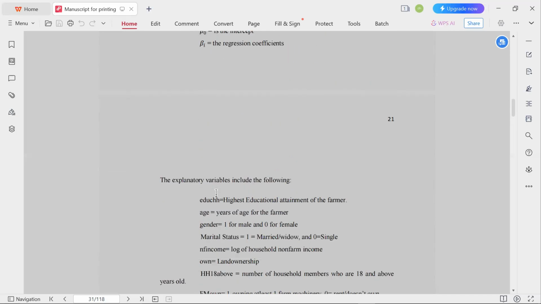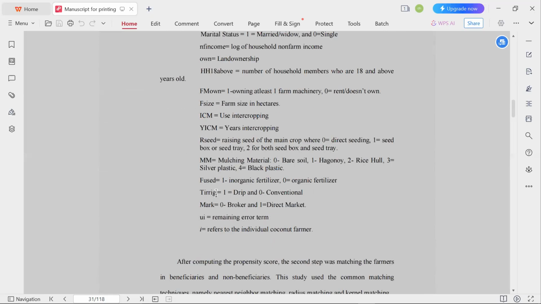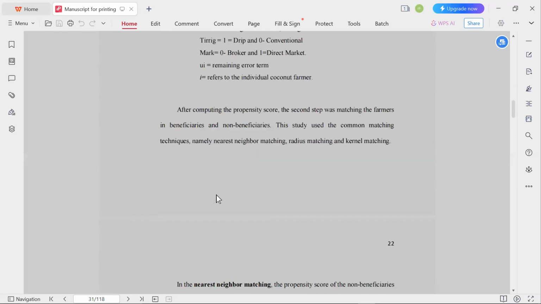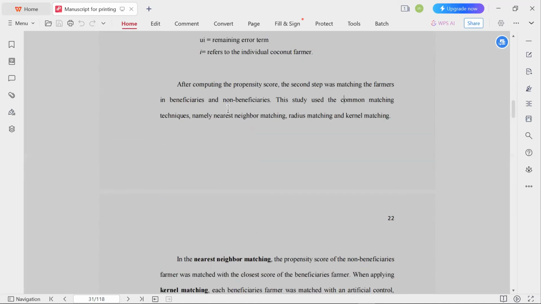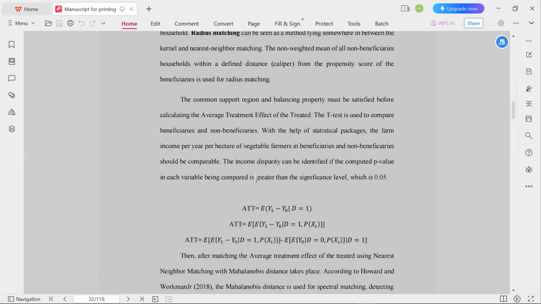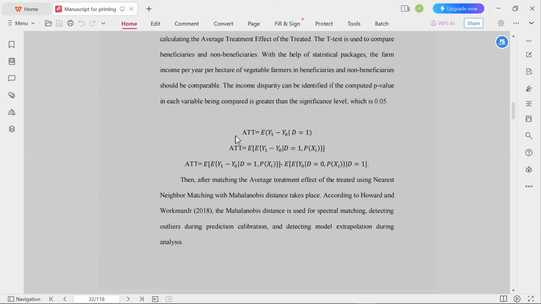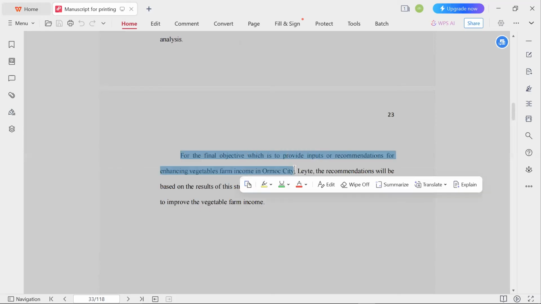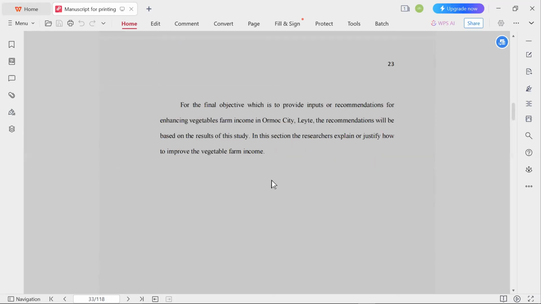Propensity score matching is too big or too long a discussion, and we have here comparing the beneficiary and non-beneficiary. These are the matching. Then we have the average treatment effect. And then I also mentioned here for the final objective, this is to provide inputs for recommendations for enhancing vegetable farming.